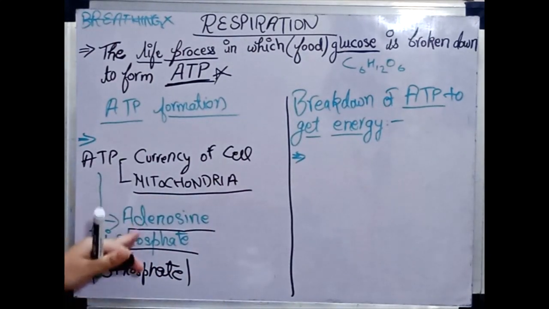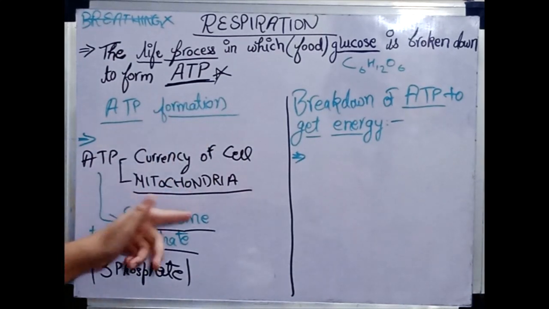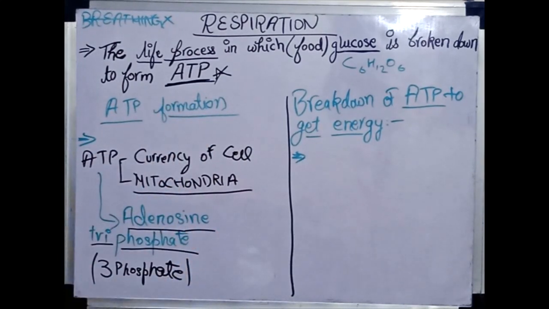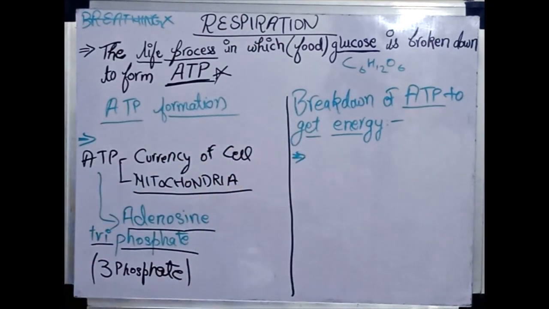Why we are saying adenosine and such things, we don't need to really talk about here. Just remember that ATP is generated in mitochondria. It's known as the currency of the cell. Its full name you should know: adenosine triphosphate. You must know that the breakdown of ATP is there to get energy.